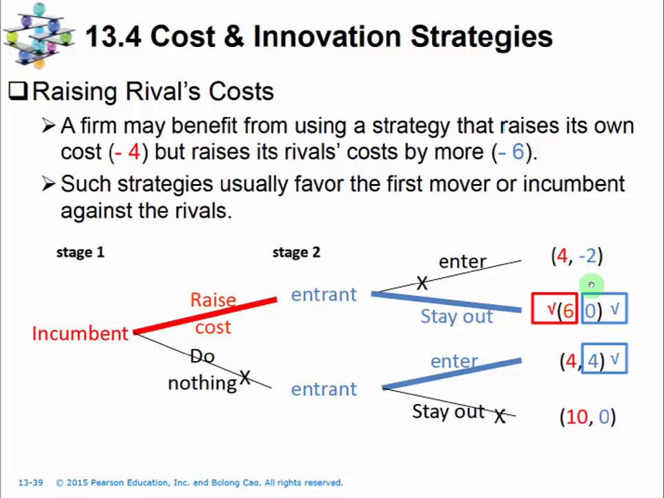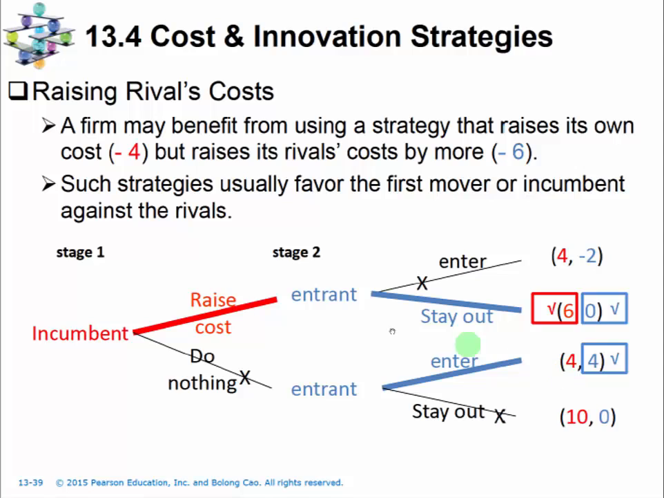-2 is less than 0, so the entrant will stay out. On the bottom branch, the incumbent did nothing to lobby the government, and the entrant looks at the profit after entry. It will make 4 instead of 0, so enter will be the best response for the entrant in this small subgame. After figuring out the entrant's best responses in the two subgames, the incumbent understands that if it does nothing, the rival will enter into this market and its profit will be 4.